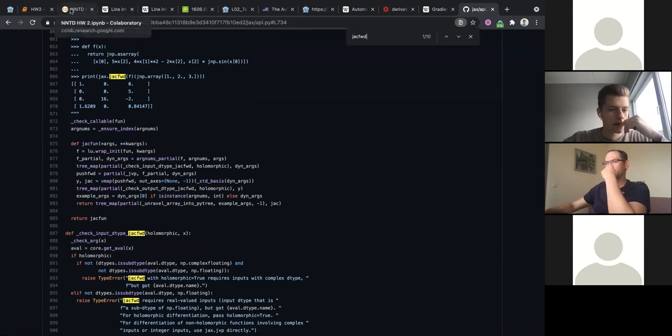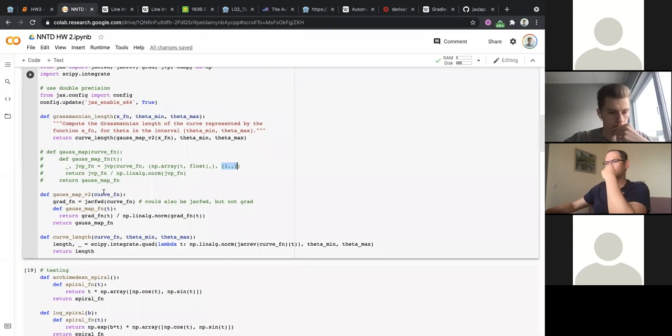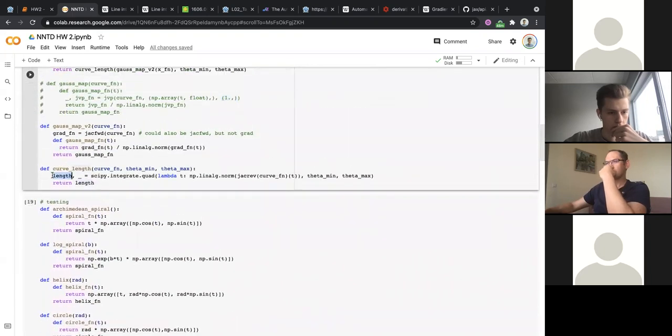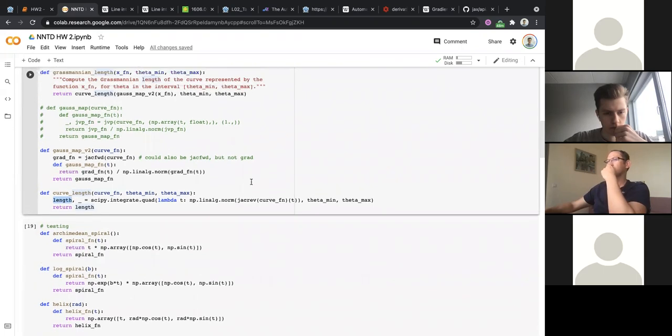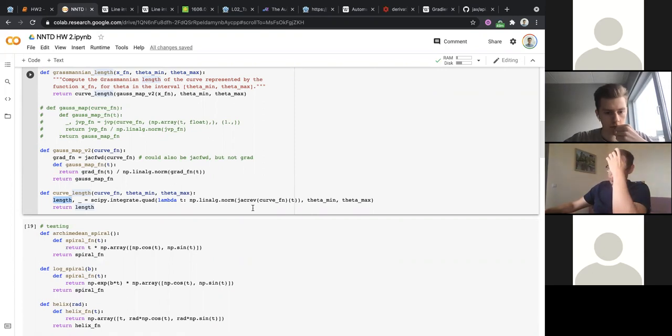But the other comment I wanted to make about your code is in the other place, when you do the integration, the curve length. There you use the Jacobian reverse again. You could replace this with a JVP as well, and then it makes it a little bit faster again. Because in the instructions, they said that you can get away with just applying JVP twice. That's one place. Yep. And here the other.